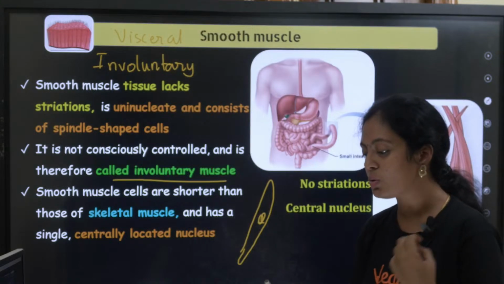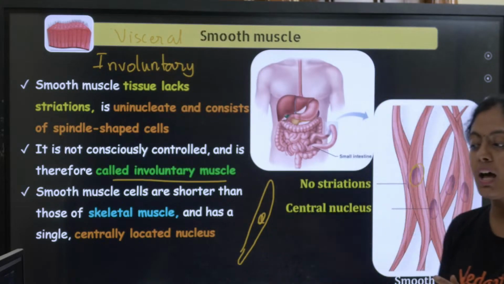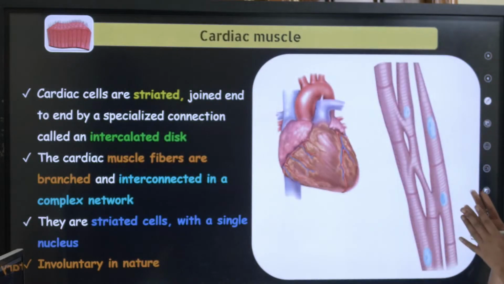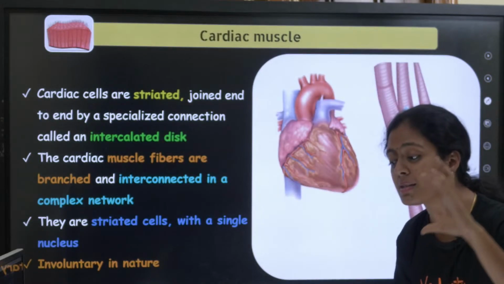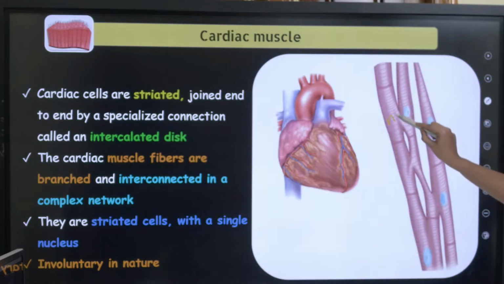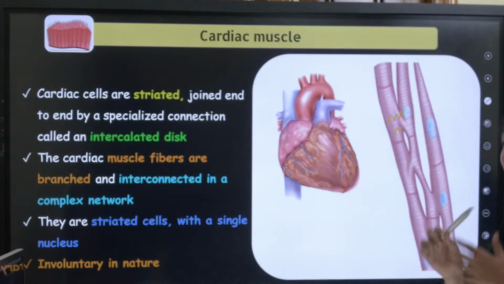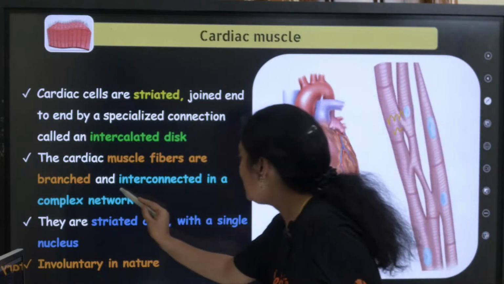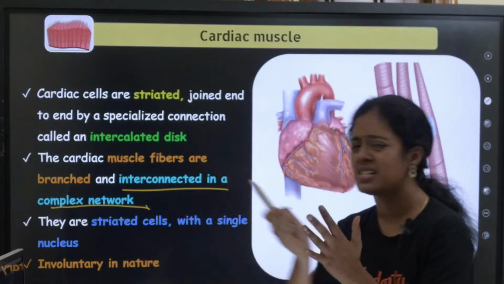Okay, visceral organs, visceral muscles. Can we continue, children? Are smooth muscles clear? Now we have cardiac muscles. What kind of muscle are cardiac muscles? They are striated. You can see the striations. They are highly branched, with a lot of branching, and they are interconnected in a complex network.